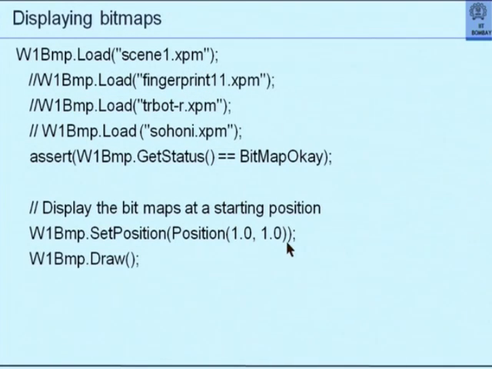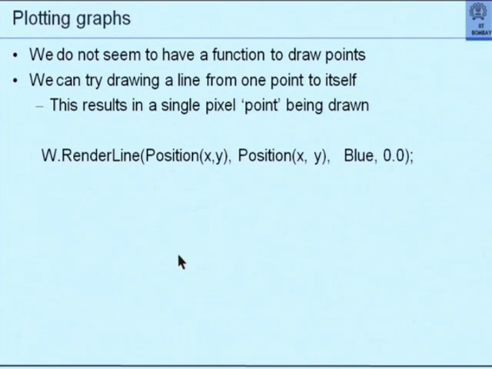And this is the exact issue: if I want to keep the image moving and I change this position, then it will draw at that position. But I must first erase the image. So just like W1BMP.draw will draw, W1BMP.erase will erase.